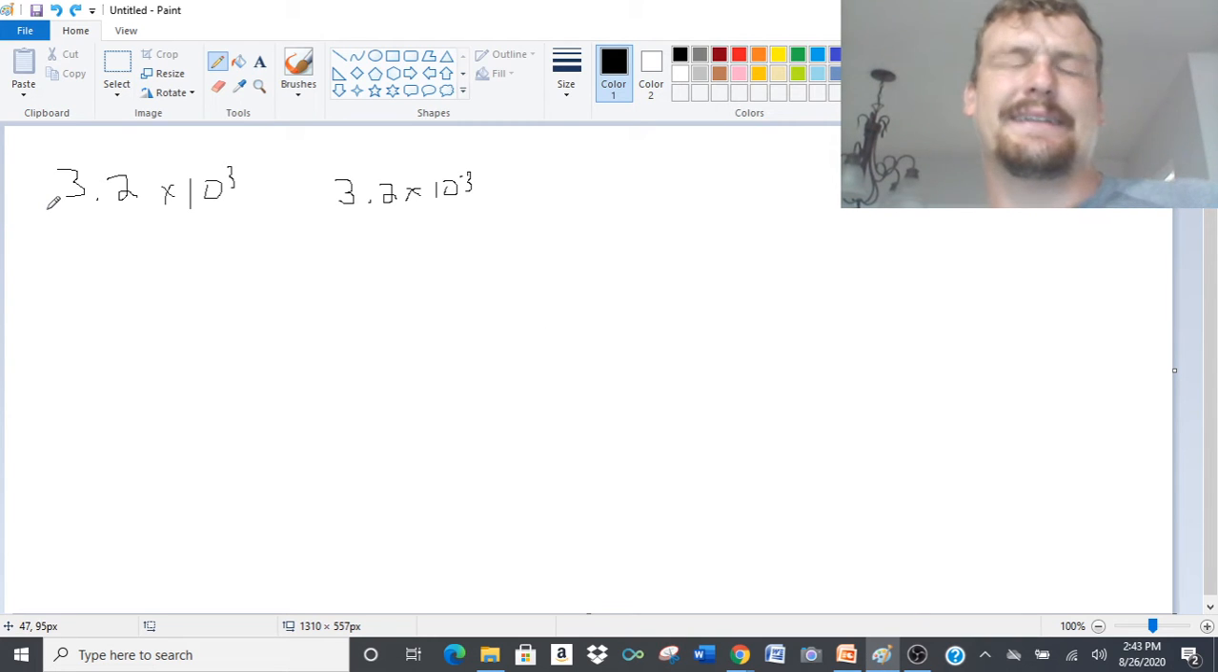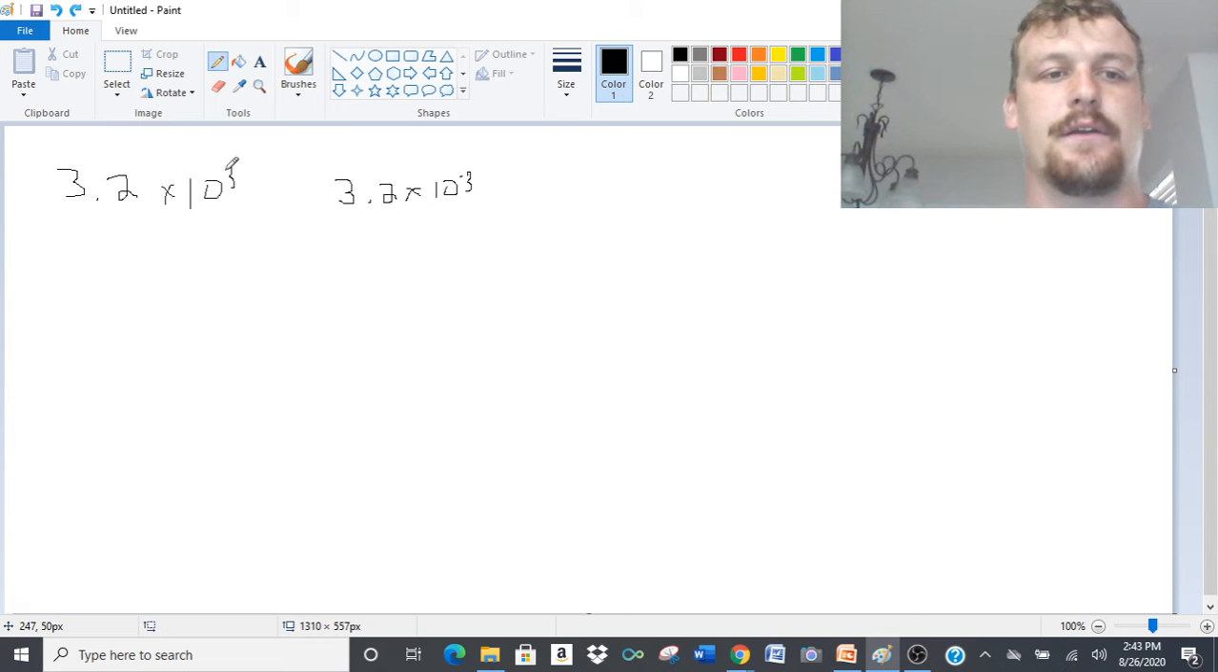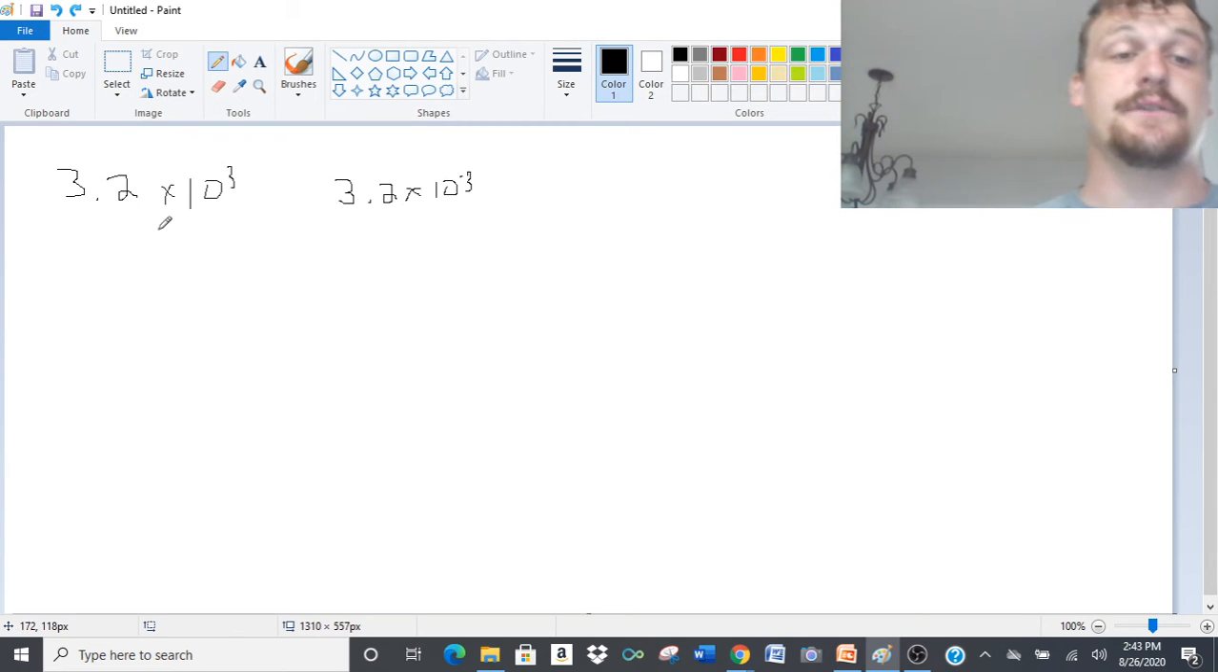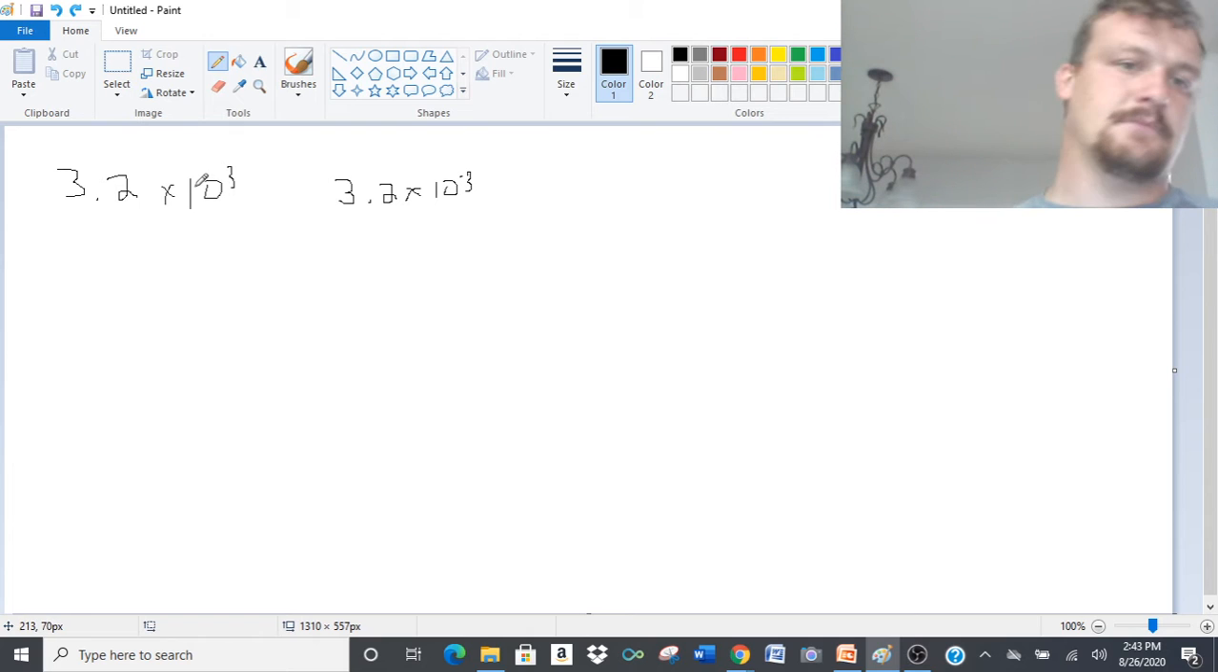Starting off with scientific notation. 3.2 times 10 to the third. The third is called an exponent. So this basically means 3.2 times 10 times 10 times 10. But this is just a way easier way to write it.